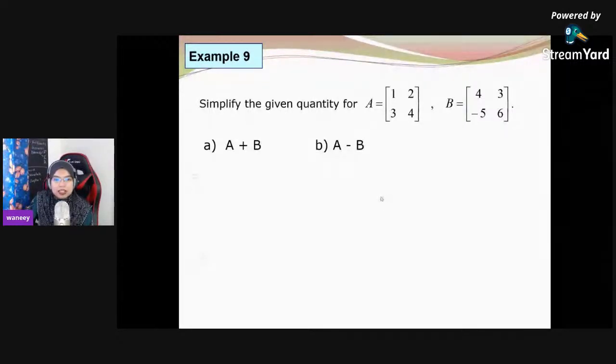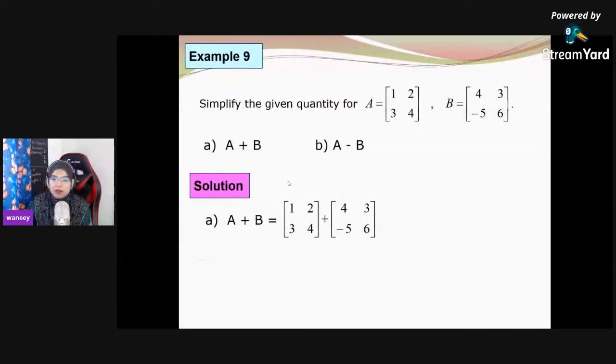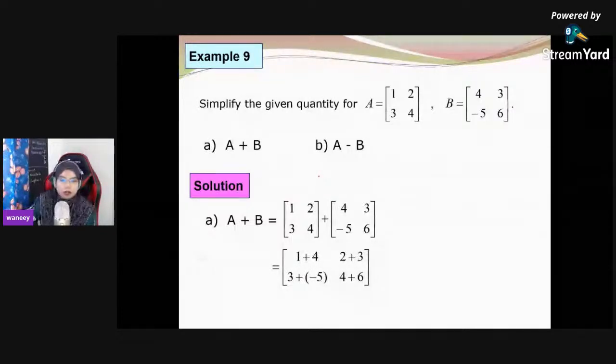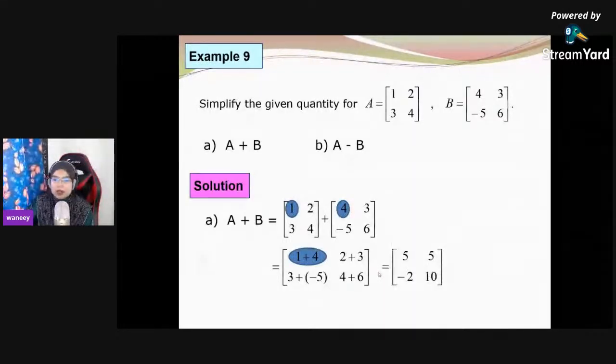Okay, so let us check for A plus B. Okay, so A plus B, 1, 2, 3, 4, 4, 3, -5, 6. Okay, so of course in the same position we should add them. So it will be 1 plus 4, 2 plus 3, 3 plus negative 5, 4 plus 6. So it will be 5, 5, negative 2, 10. So betul lah. So let us go to the next one, A minus B.